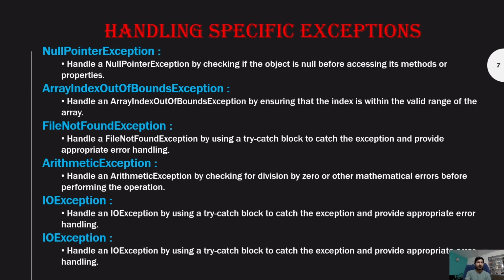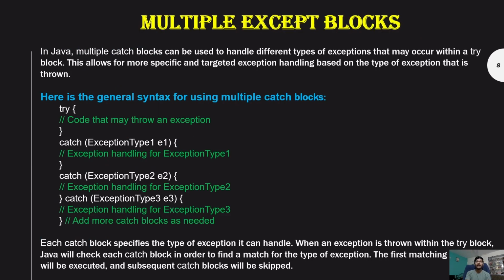Arithmetic exception. Handle an arithmetic exception by checking for division by zero or other mathematical errors before performing the operation. IO exception. Handle an input-output exception by using a try-catch block to catch the exception and provide appropriate error handling. Multiple catch blocks. In Java, multiple catch blocks can be used to handle different types of exceptions that may occur within a try block.